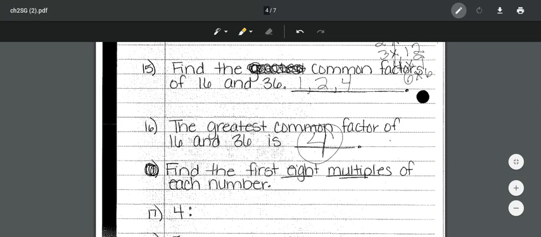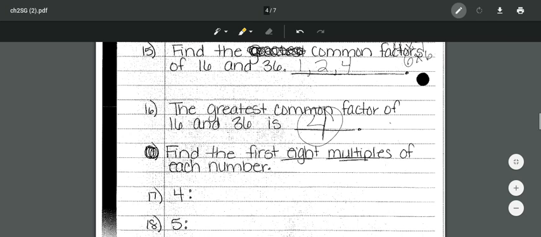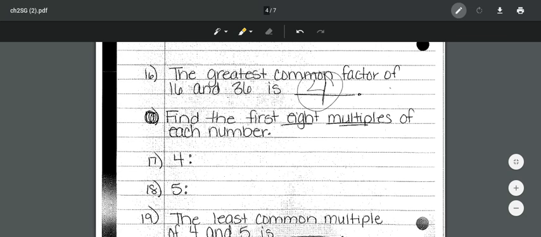Now I'm going to switch my brain. I'm going to go from factors, which are my facts, which are breaking it down like that ninja, to the multiples. So when we get back, we're going to be looking at the first 8 multiples of each of these numbers and trying to find the least common multiple.